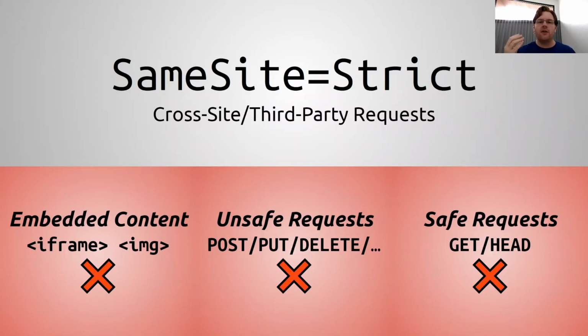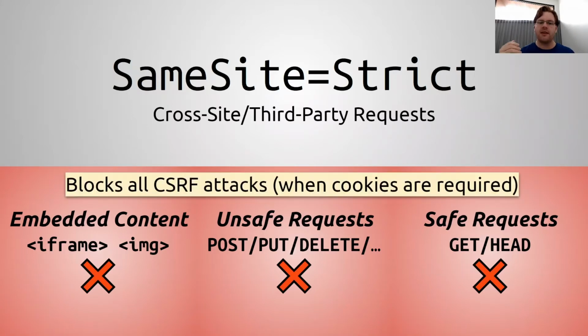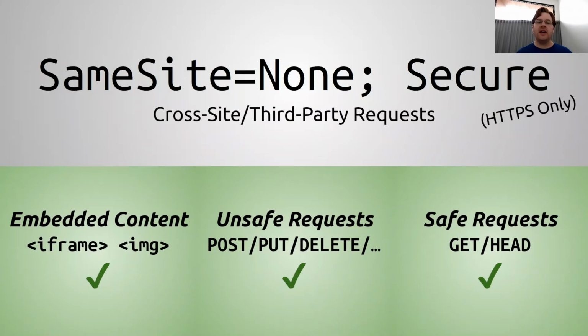So strict is the most secure option, but it does have that problem because it is the most secure option. It will block all CSRF attacks, however. Because CSRF requires third-party requests, so cross-site requests, and cookies on those requests in order to work. Strict will block everything in every CSRF attack that you attempt when it is set on a cookie, which is great, as I said, from a security point of view. Now, same-site none is the opposite end of the spectrum. So in same-site none, it says, please send my cookies on every request.